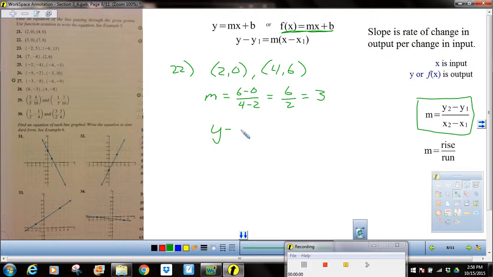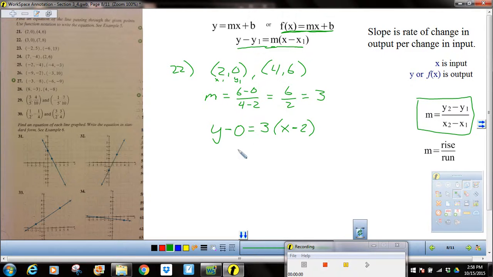Y minus, I need to choose one of the points to be x1 and y1. I think I'll choose this one just because the numbers look smaller and simpler. It doesn't matter which one you choose. Either one will give the same equation. I'm using this formula right here. 2.